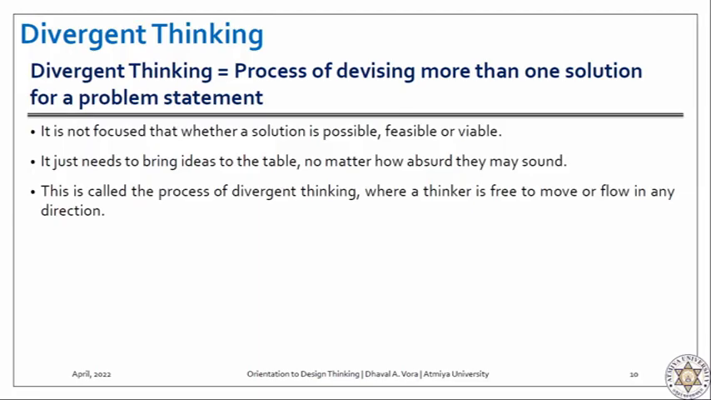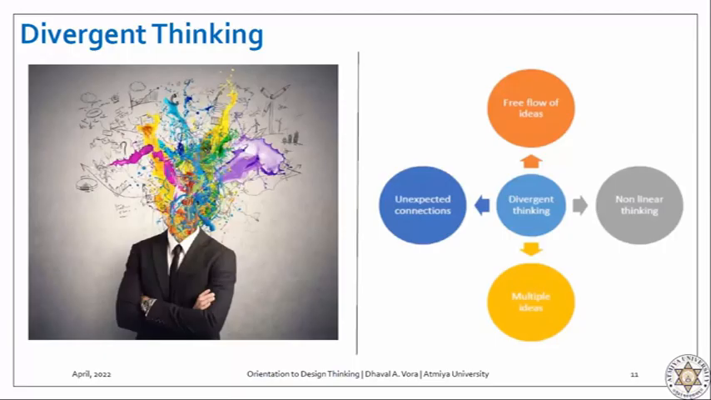It is not focused on whether a solution is possible, feasible, or viable, as I said earlier. It just needs to bring ideas to the table, no matter how absurd they may sound. If the idea is not at all logical, sensible, or practical, you still need to put it on the table, and accordingly you can go further by making connections, to see whether a connection of two different ideas will work or not. This is called the process of divergent thinking, where a thinker is free to move or flow in any direction.